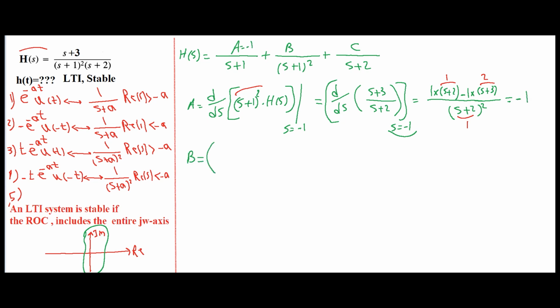To find B, we don't take a derivative. We simply multiply H(s) by s plus 1 squared and then substitute s equal to minus 1 for the remaining s values. Doing this gives us s plus 3 divided by s plus 2, and by substituting s equal to minus 1, we obtain B equal to 2.